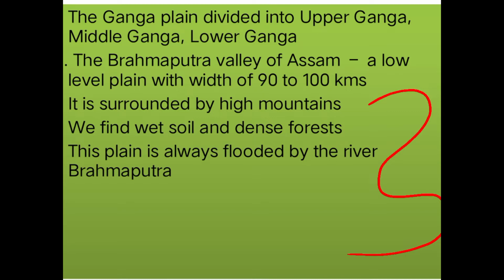The Brahmaputra Valley of Assam is a low-level plain with a width of 90 to 100 kilometers. It is surrounded by high mountainous region. We find wet soil or marshy tracts in this region, and also dense forests are located here. This plain is also flooded by the water of the river Brahmaputra.